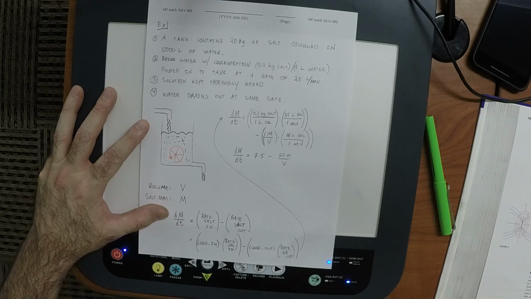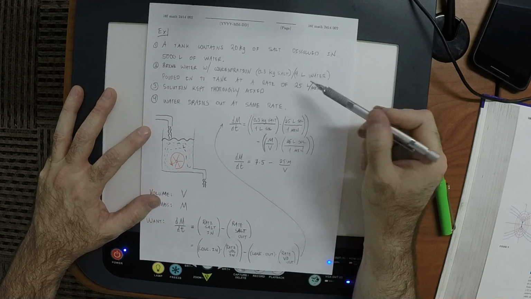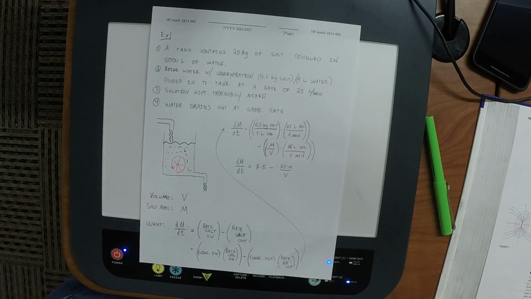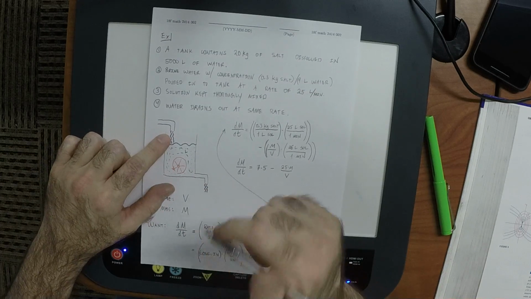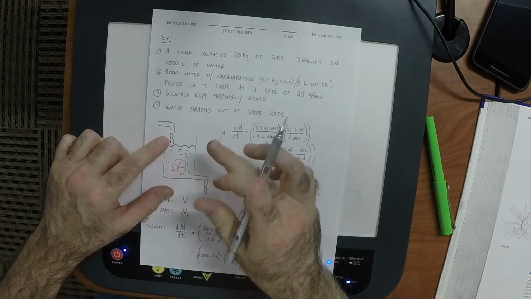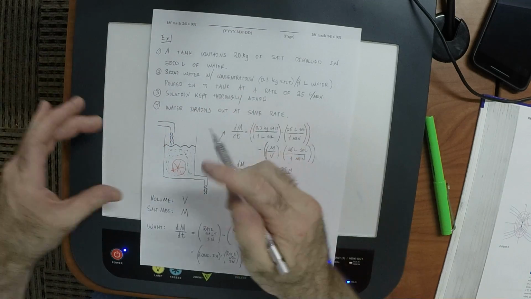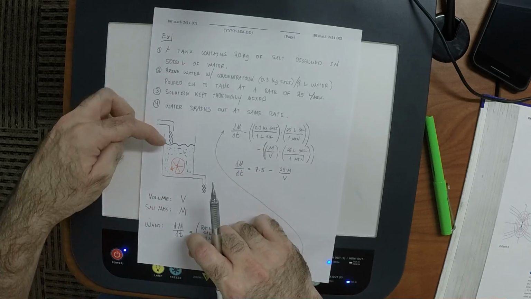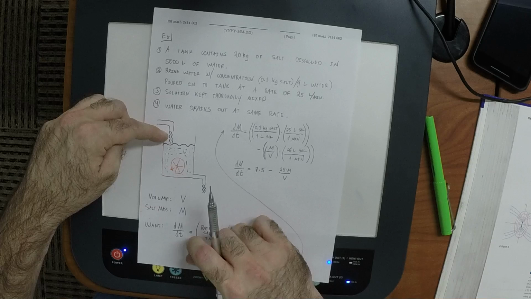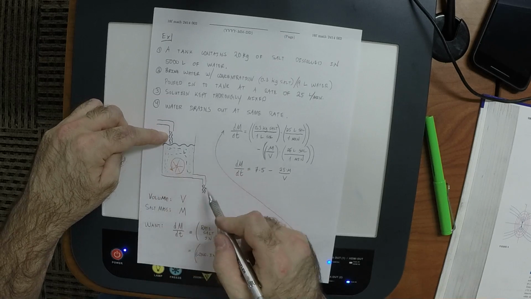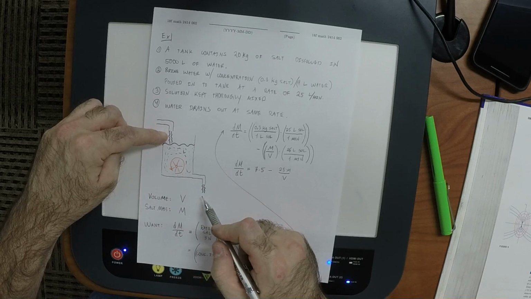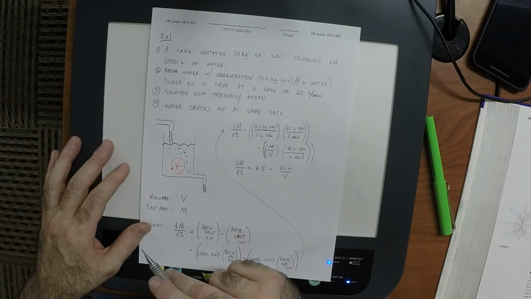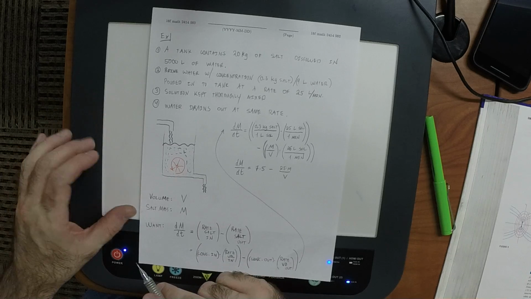Since V is given as 5,000 liters, can we not just substitute 5,000? Well, we're going to. But in principle, understand that it could have said that we had an enormous huge tank, and we started with 5,000 liters, and then this is coming in, say, at 50 liters per minute, and this is leaving at 40 liters per minute. And then in that case, the volume would be changing. But in this problem, the volume is not changing.